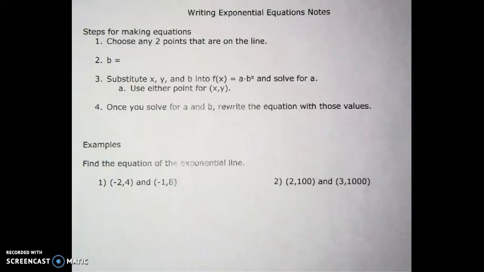Okay, so for the past couple days you've been graphing exponential equations. Now we're going to kind of work backwards and look at graphs, look at points, and find the equations ourselves. So there's a few steps here that you take in order to be able to graph them.